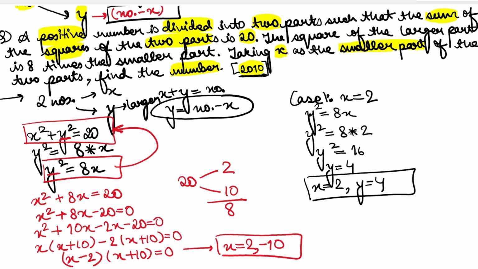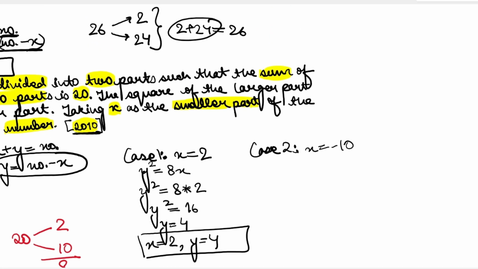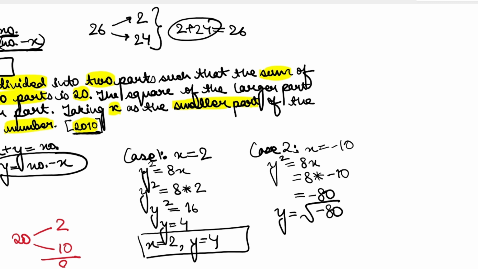Okay. Now next is basically your case 2. In case 2, the value of x is given as -10. So again we'll solve this question, that is y square is equal to 8 into x, which becomes equal to 8 into -10, which becomes -80. So y is equal to root over -80. So this is again not possible. Because this is not possible, we'll discard this solution, and we'll accept this solution.